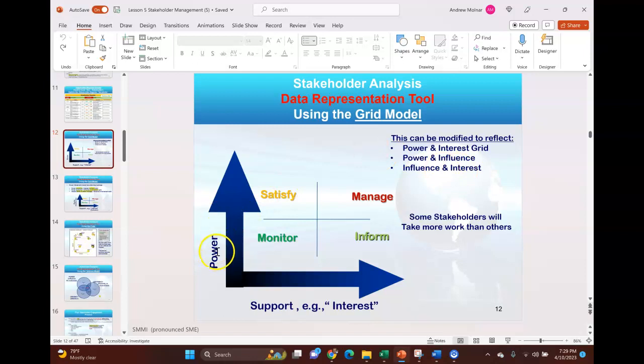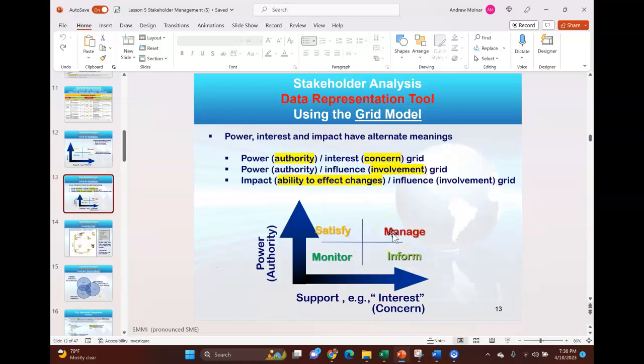So, for example, we have a power and interest grid here. And if your stakeholder has low interest but high power, you want to work to satisfy them. But if your stakeholder has high power and a high interest, these are people you manage regularly, right? And others you monitor and inform. That's how that's used. Kind of neat.